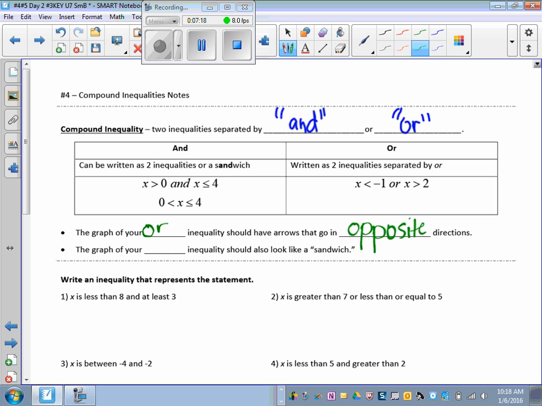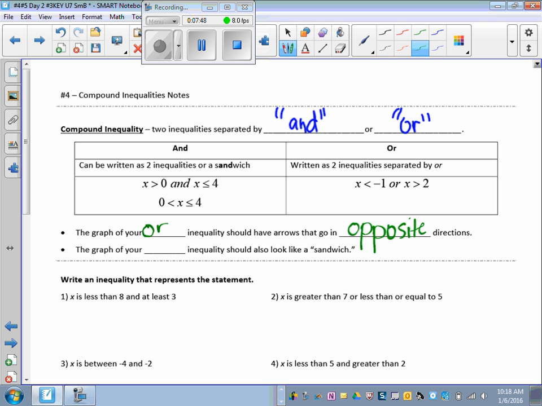Because you'll see once we graph it, x is less than -1, that's an arrow pointing that way. And x is greater than 2, it's going to be pointing in that direction. You can think of this also as oars on a boat. When you're rowing a boat, you have your oars going in opposite directions. So when we graph one, you'll see how they go in opposite directions.